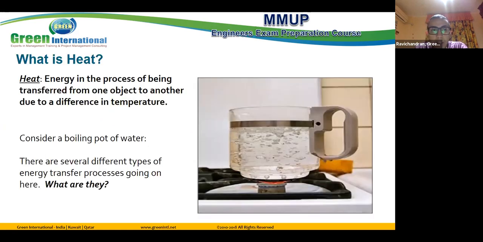So heat is energy being transferred from one object to another. This is the definition, due to the different temperature. This definition we already discussed in the first session of thermodynamics.